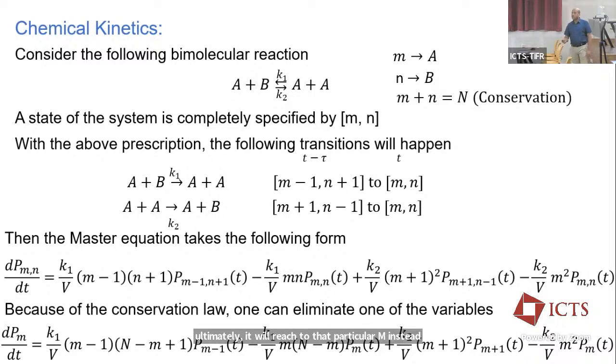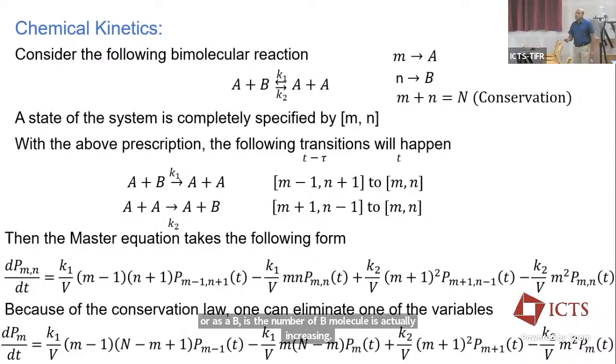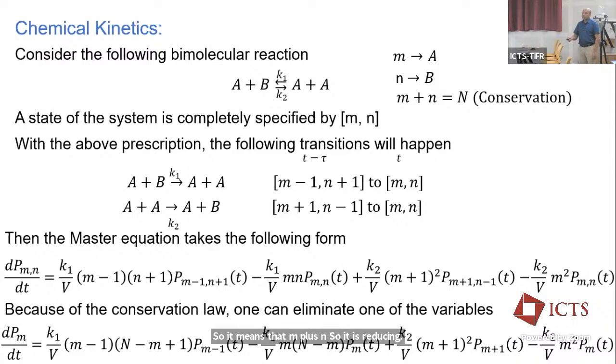Similarly, for the backward reaction, A plus A to A plus B, if we take a look at this particular reaction, here the number of A molecules is reducing, whereas the number of B molecules is increasing. So it means that m is reducing. That means if you start from m plus 1 and n minus 1, then it can reach that m n state at time t. So these are the two jump processes for this particular simple reaction, as we can imagine.